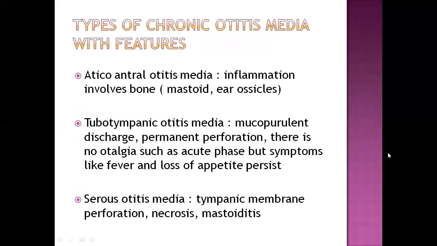There are types of chronic otitis media, with their features. First is atticoantral, and next is tubotympanic. Atticoantral involves inflammation of bones like the mastoid and ear ossicles, whereas tubotympanic otitis media is characterized by discharge and perforation. There are also other symptoms in tubotympanic, like loss of appetite, fever, etc. In serous otitis media, which is the next type, there is tympanic membrane perforation, necrosis, and mastoiditis.